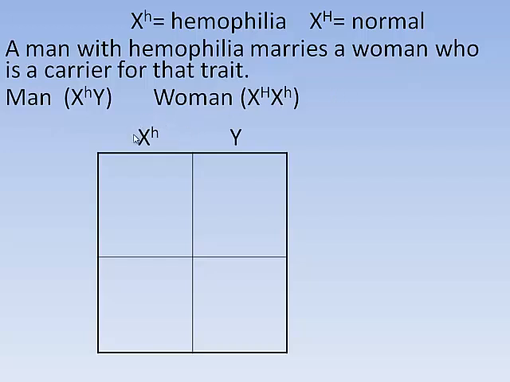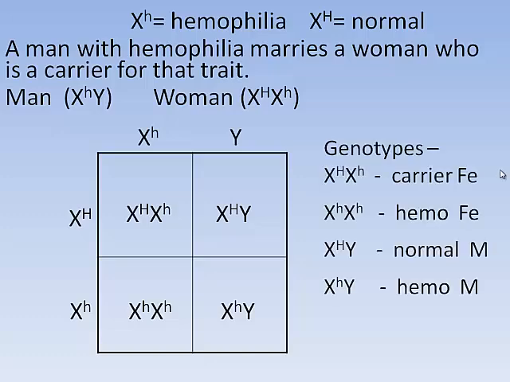He could make a sperm with an X or a Y chromosome. And here are the possible eggs his wife could make. She could make an egg carrying an X with the dominant version of the gene. She could make an egg carrying an X with the recessive version of the gene. Here are their possible offspring, right? The genotypes.